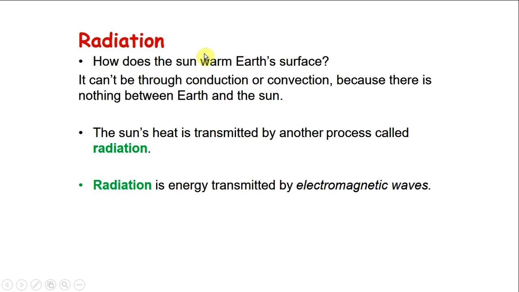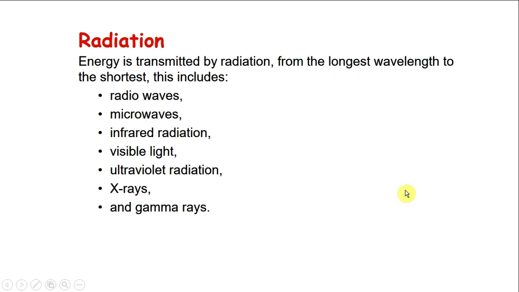Let's start by asking the question, how does the sun warm Earth's surface? Well, it cannot be through conduction or convection because there is nothing between Earth and the sun. It's just pure space. So the method of heat transfer in this case is radiation. Radiation comes to us from the sun through electromagnetic waves.